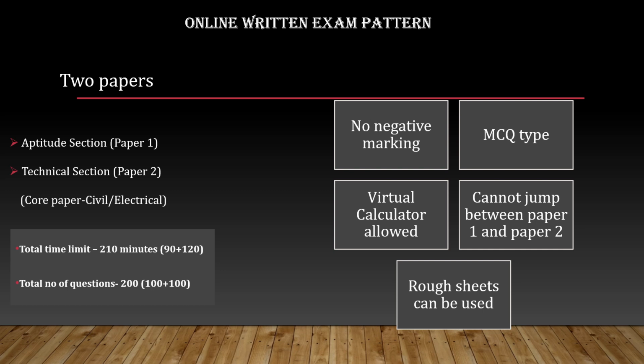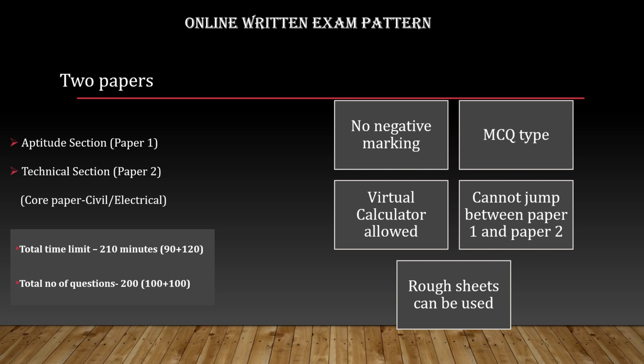Coming to the exam pattern, we have discussed all these things elaborately in our previous video. There are two papers, the aptitude section and the technical section. The technical section is civil for civil candidates and electrical for electrical candidates. The total time is 210 minutes: 90 minutes for the aptitude section and 120 minutes for the technical section. The total number of questions is 200: 100 for aptitude and 100 for technical. There will be no negative marking, as we all know, and it is completely MCQ type.